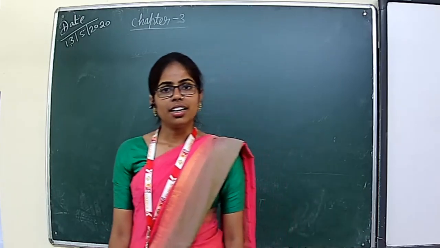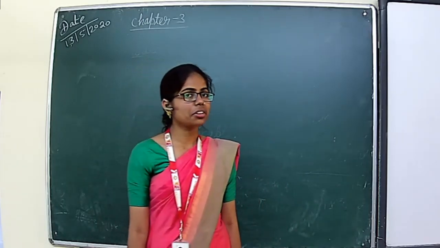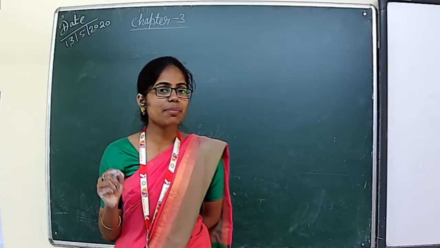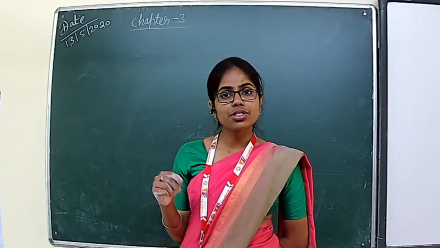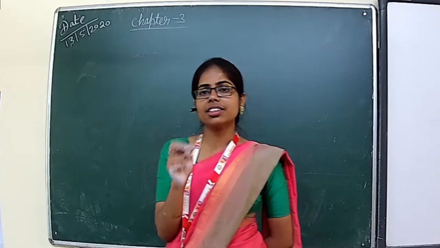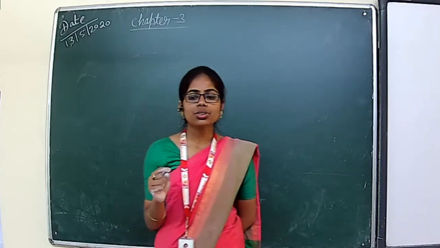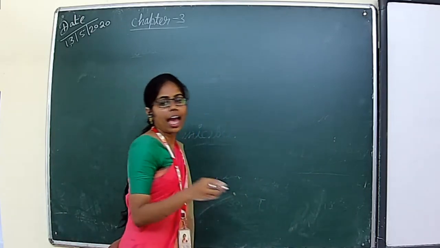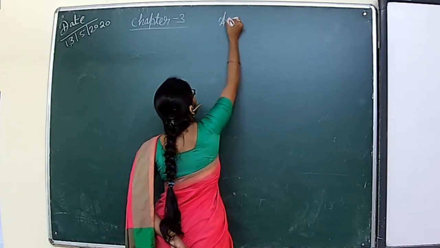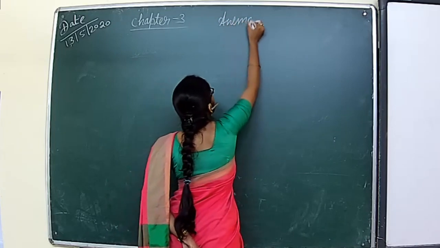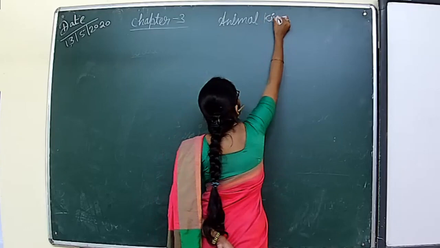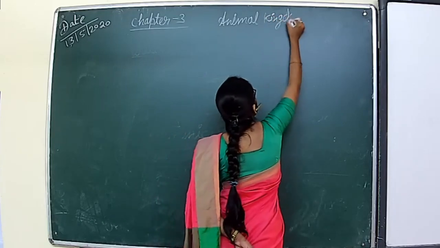Last year we studied about plants making food, and we have finished everything of that chapter 2. Today we will start with the next chapter, chapter 3, Animal Kingdom. This chapter is very small but very important for you.